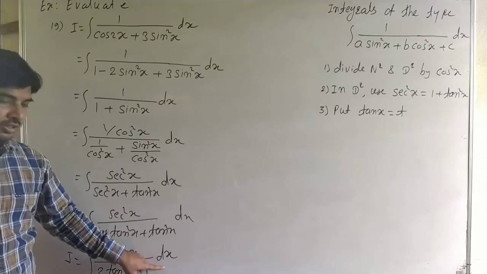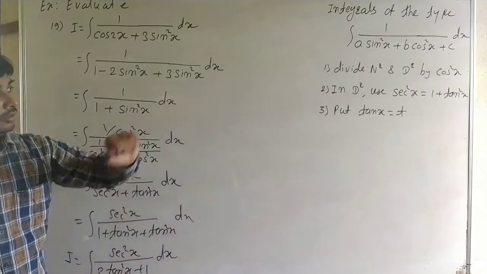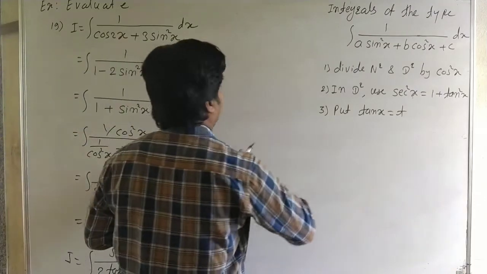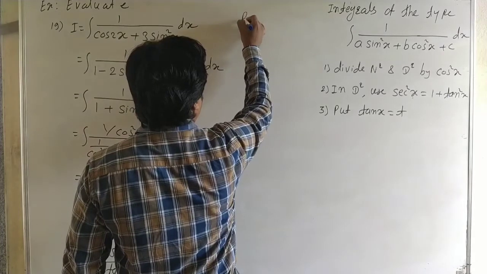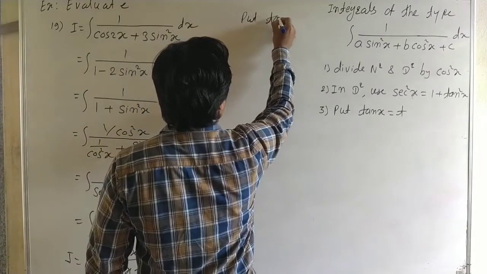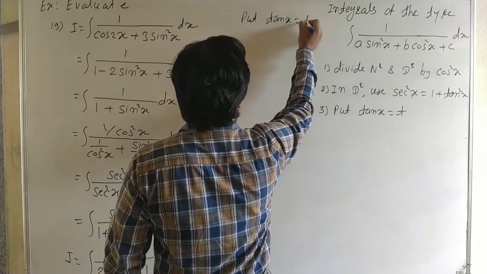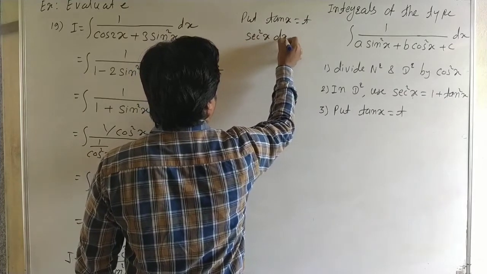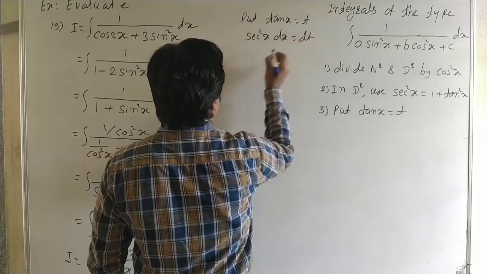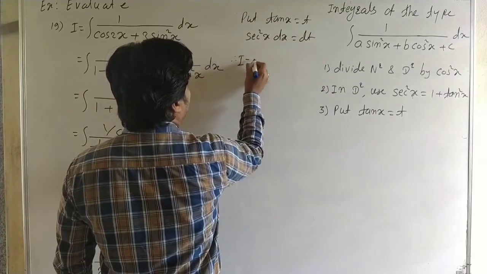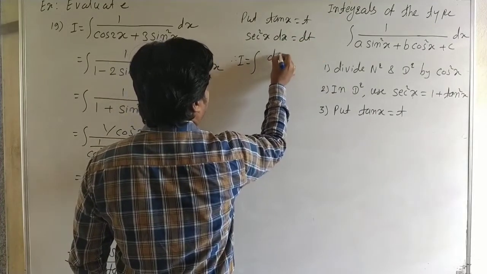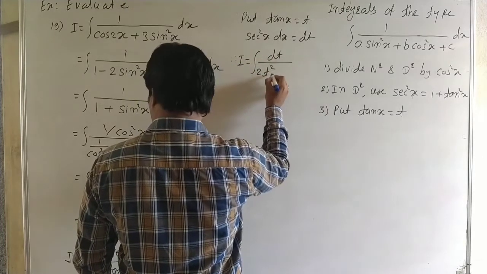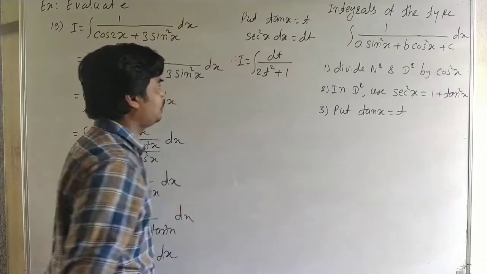Now sec square x is a multiple of dx, so apply the third step, that is put tan x is equal to t. Therefore sec square x dx is equal to dt, and therefore our integral is equal to dt upon 2t square plus 1.